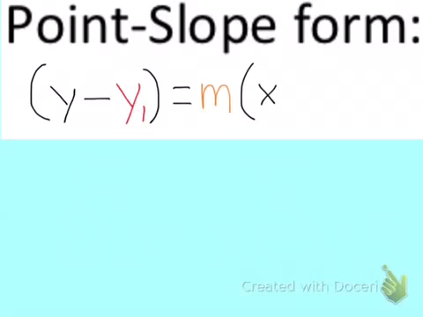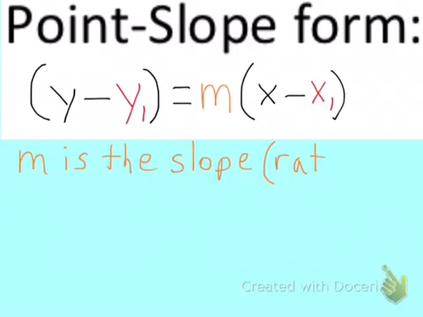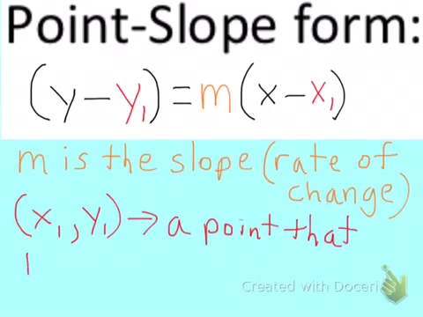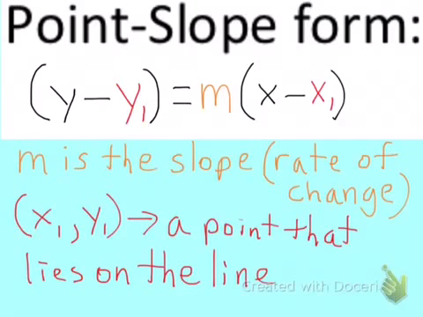Okay, our first form for writing the equation of a line is point-slope form. M stands for the slope, which is the rate of change, while the point x1, y1, that's an ordered pair, represents any point that lies on the line. So x1 and y1 would be numbers, and so would M.